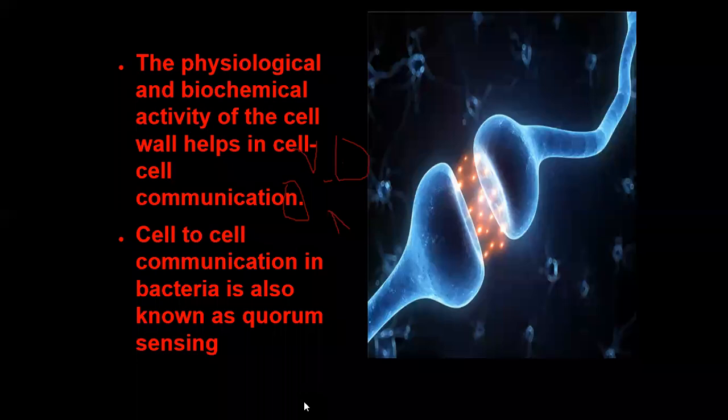And this is one way by which microorganisms sense the need to form a colony or biofilm at a particular site. So the cell wall helps the microorganism to do what is called cell-to-cell communication. Don't forget that.